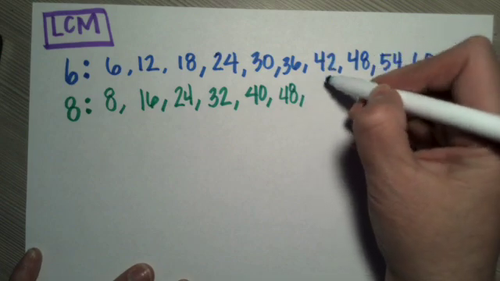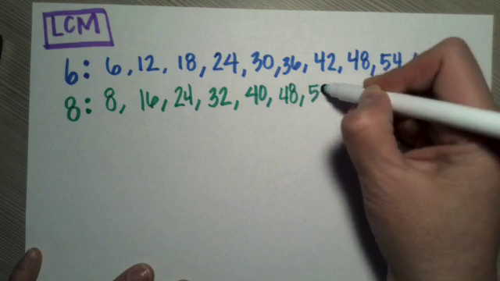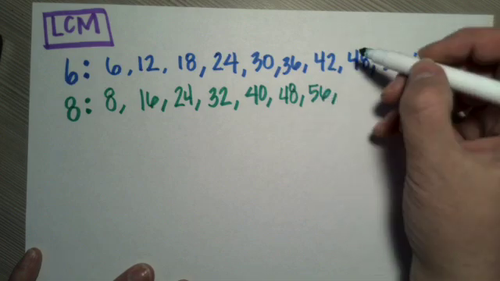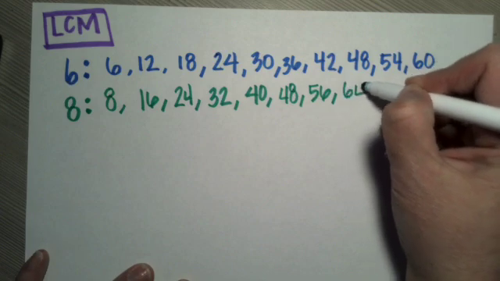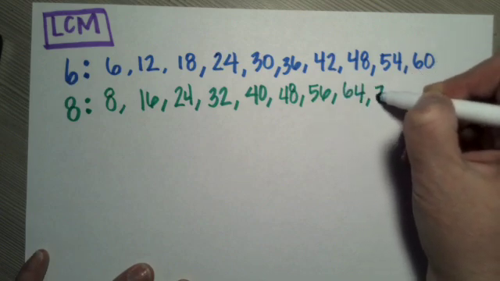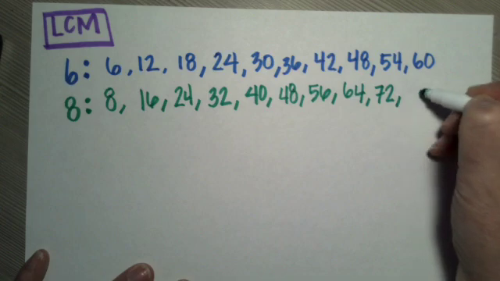8 times 7 is 56. My word, Mrs. Laval. 8 times 8 is 64. 8 times 9 is 72. And then 8 times 10 is 80.